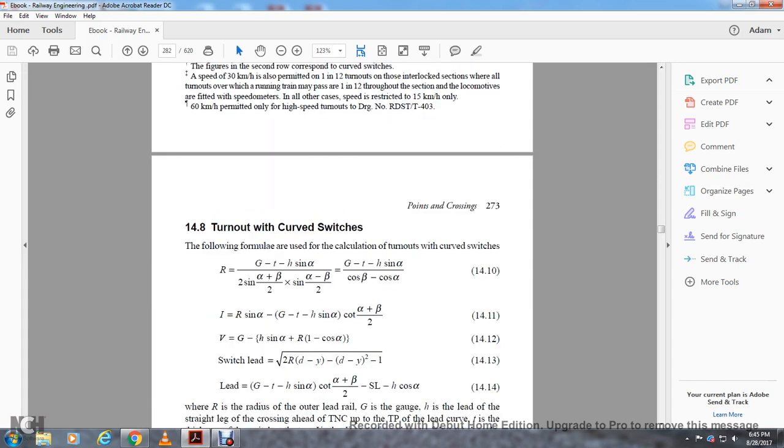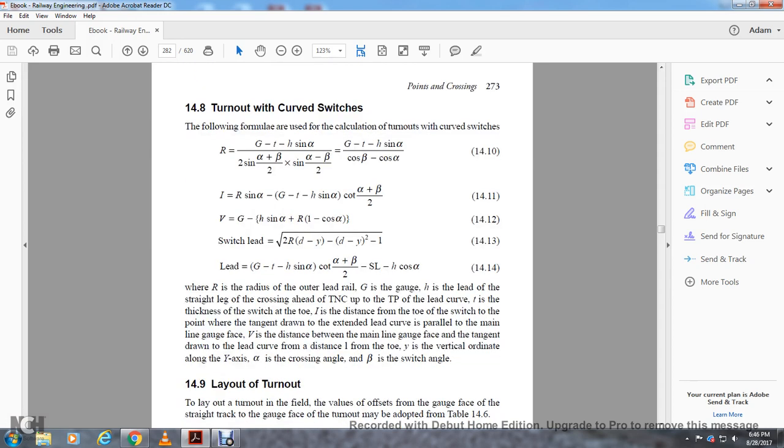14A, turnout with a curved switch. The following formula is used for the calculation of turnout with the curved switches. Radius is equal, that's a large equation. Where R is the radius of the outer lead with the gauge, G is the gauge, H is the lead with the straight leg with the crossing, the theoretical nose of the crossing, and TP is the lead curve.